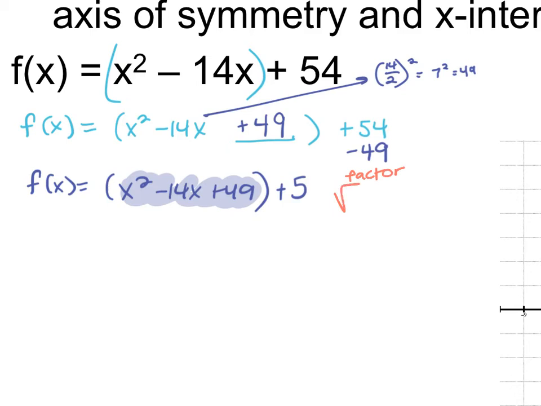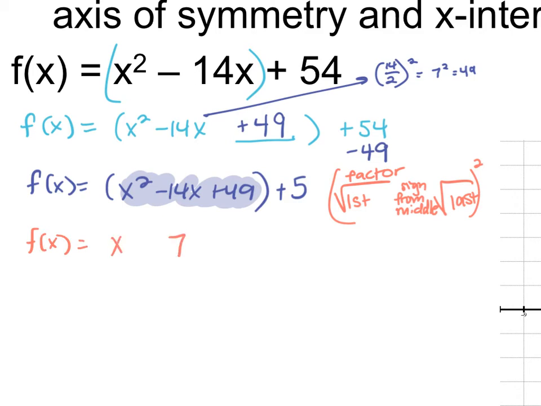When we factor, we square root the first term, we square root the last term, we take the sign from the middle, put it in parentheses and square it. So I square root, well, it's f of x. I square root x squared, which is x. I square root 49, which is 7. I take the sign from the middle as a minus, put it in parentheses, square it, and don't forget the plus 5. This is now standard form.